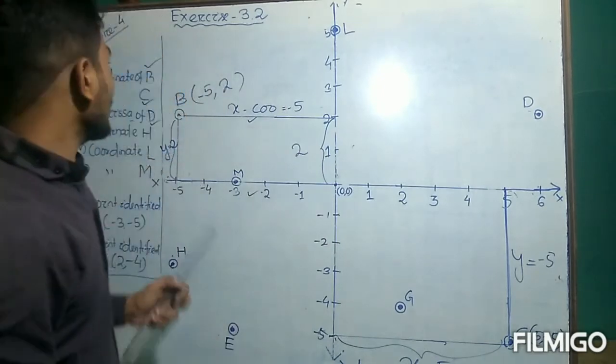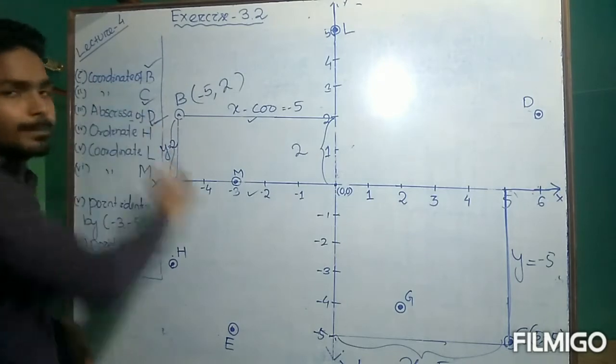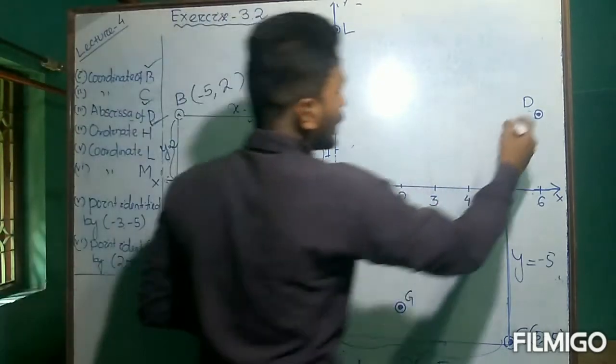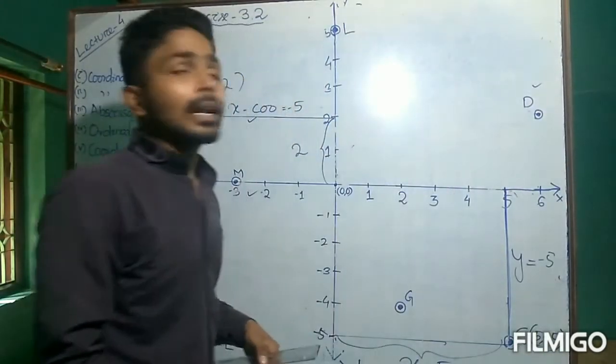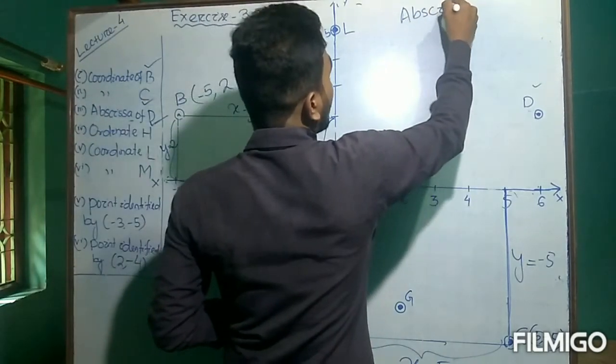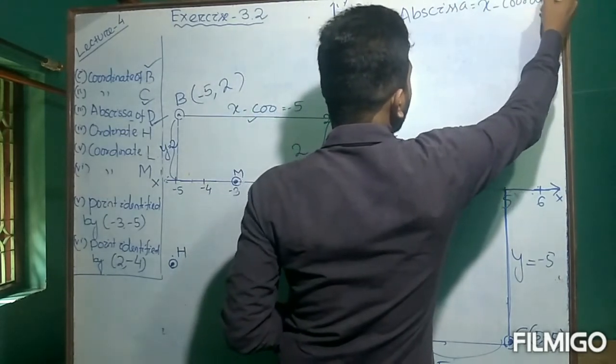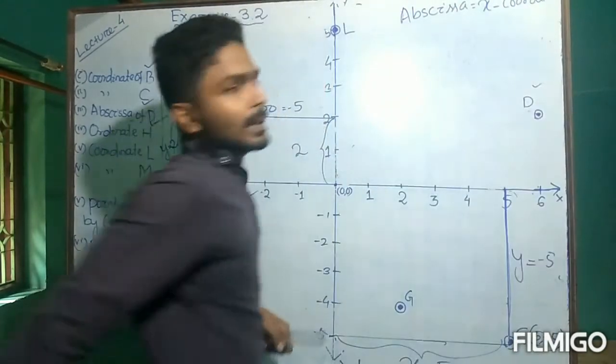Understood? Coming to the next question, find the abscissa of point D. Let us find the point D. This is the point D, and our target is to find the abscissa. What is the meaning of abscissa? Abscissa means only the x coordinate. So you have to find only the x coordinate.